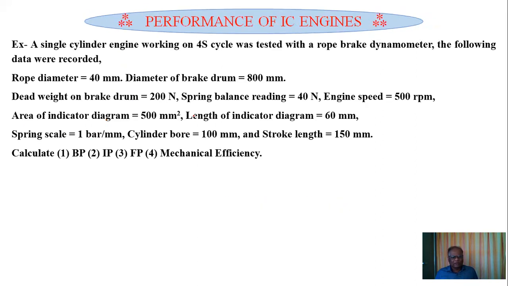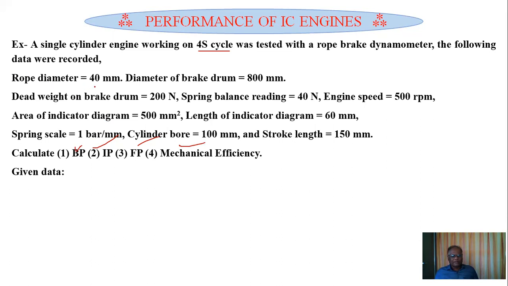Let us work out a single problem regarding today's lesson. This problem is put up to calculate brake power, indicated power, frictional loss, and mechanical efficiency. Okay, a single cylinder engine working on the 4-stroke cycle. Point to be noted, it's a 4-stroke cycle. When you are going to measure the indicated power, half the speed has to be taken. Then the following data was recorded.